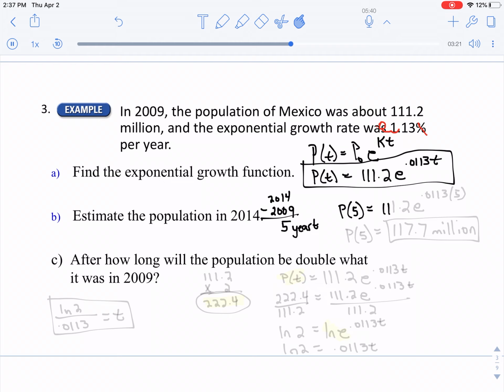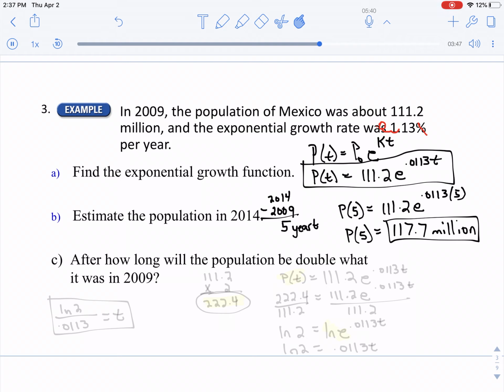So we get 111.2 e to the 0.0113 times 5 power. Now you just pick up a calculator and plug that in, and you get the population after 5 years is 117.7, and don't forget the word million people. So there's the population after 5 years.